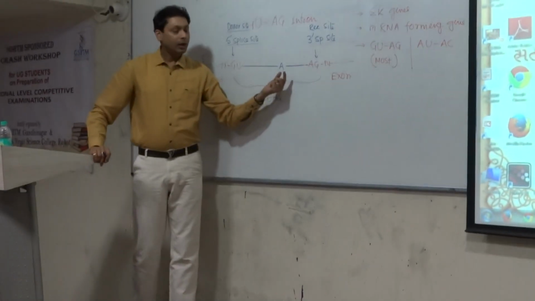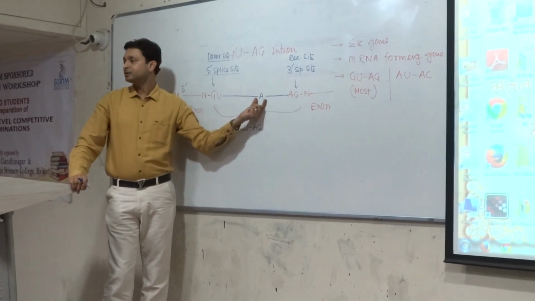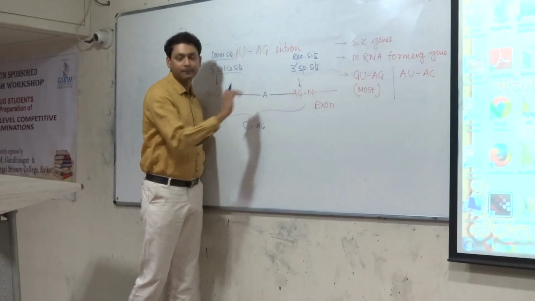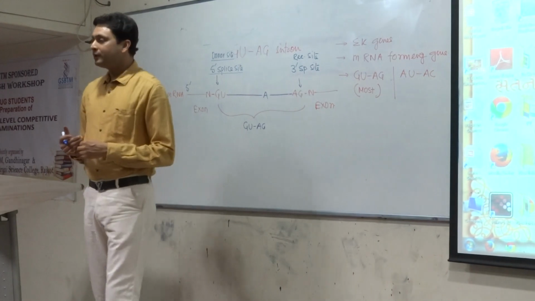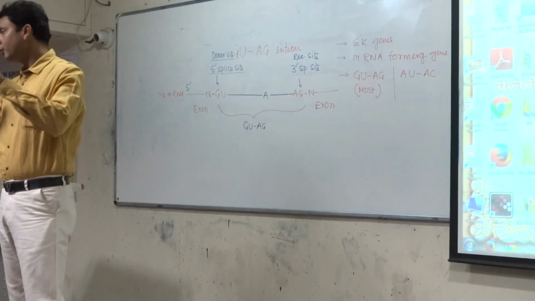3' splice site. And this particular point is known as the branch point, and the branch point contains an adenine-containing nucleotide, and this is near the 3' splice site. You can describe the intron at the level of the RNA. You can also describe the intron at the level of the DNA.